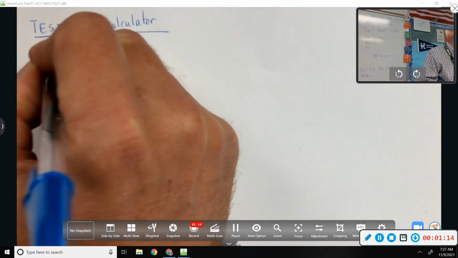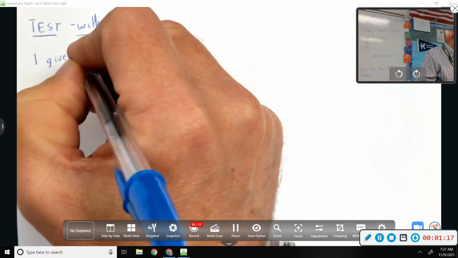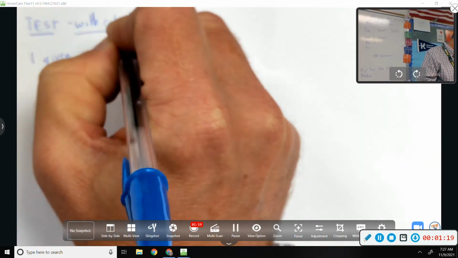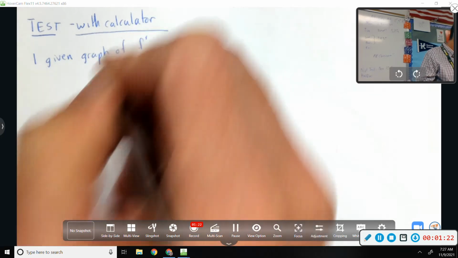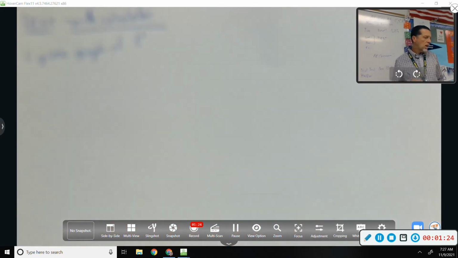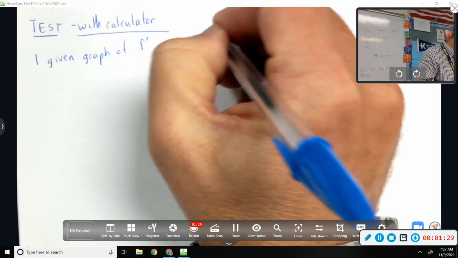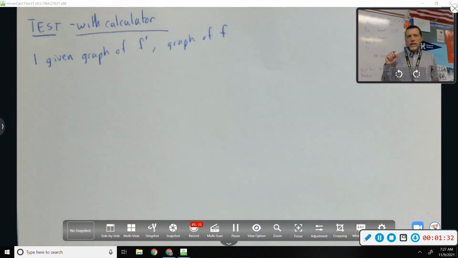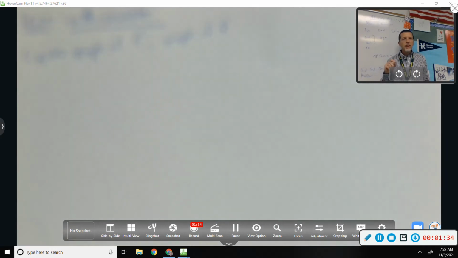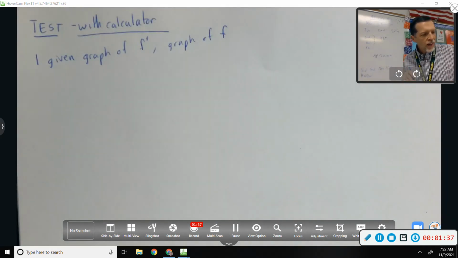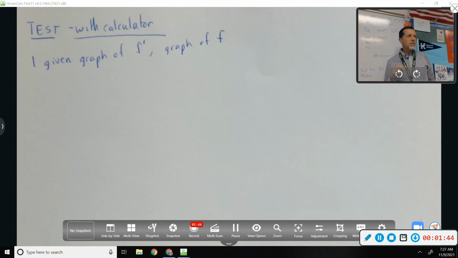All right, here's the breakdown. Given a graph of f prime, do a graph of f. That's the first question on the test. I kind of don't like that I put it as the first question because I feel like it's one of the harder ones. So you might just skip that one and come back to it. I think that would be my recommendation. Not that it's hard, it's just there's a lot going into that.